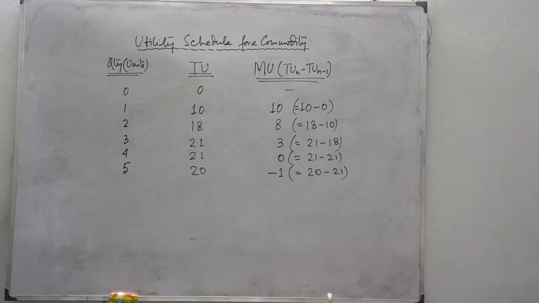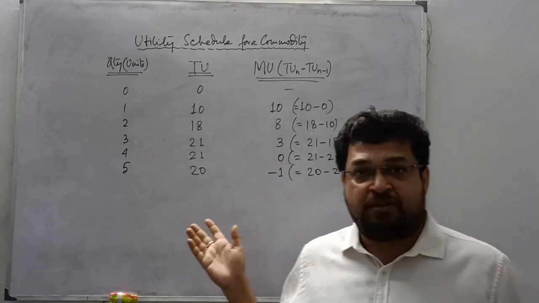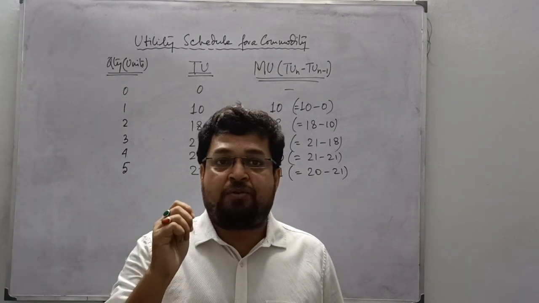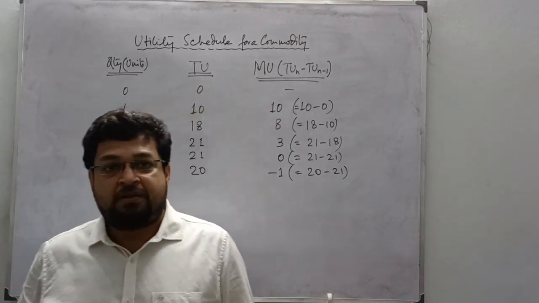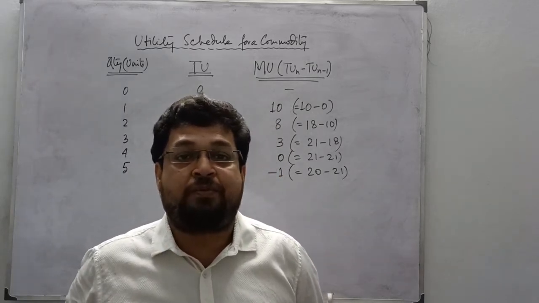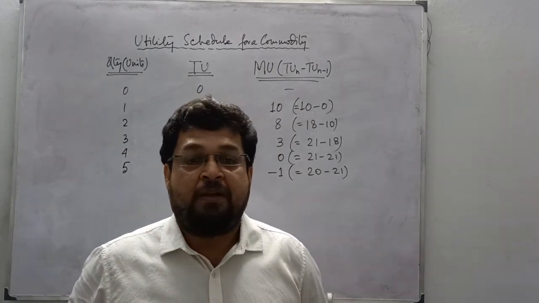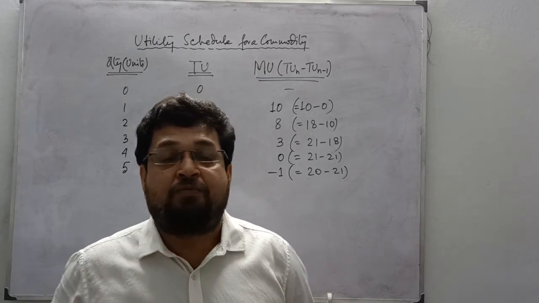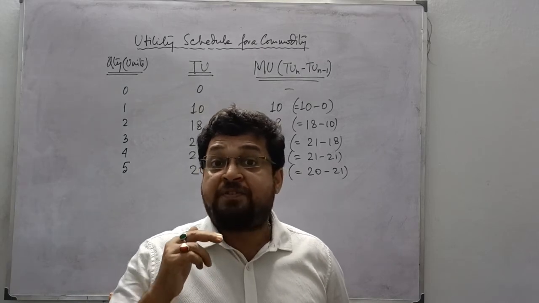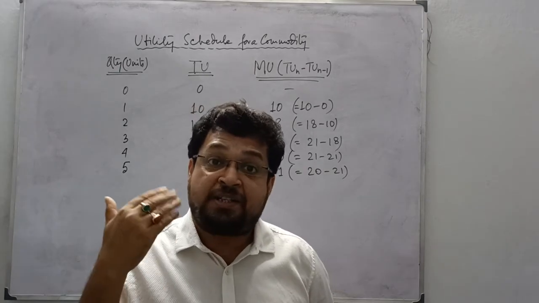Now let us consider a utility schedule for a commodity. Before we proceed into this table or the schedule, just think about your own consumption. Suppose you are thirsty and you drink a glass of water to quench your thirst. Definitely you gain some utility from it. Now if you drink another glass of water, definitely it will give you more satisfaction, but the amount of change in satisfaction for that one unit, the second glass of water gives you additional utility.